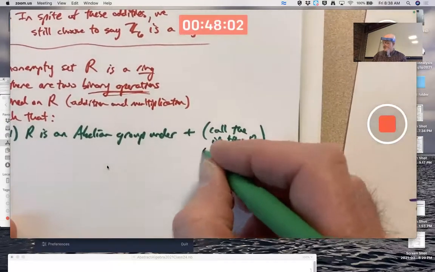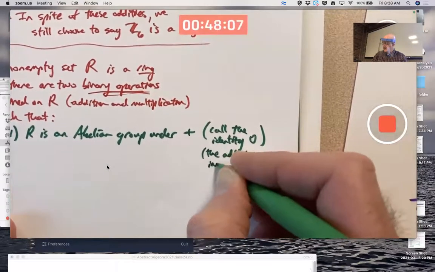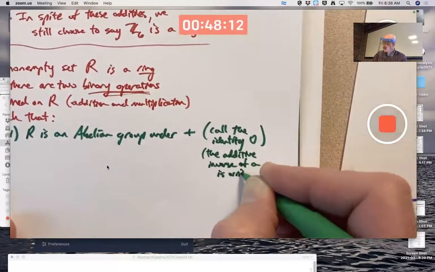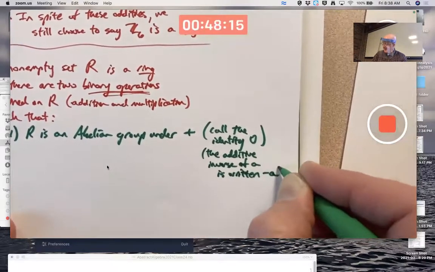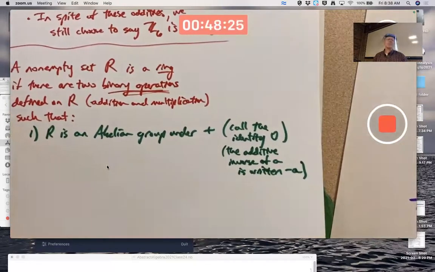The additive inverse of A is written negative A, not A to the negative one power, because it's an abelian group under addition. Do we really want the group to be abelian under addition? That is part of the definition. You could say, well, maybe I wouldn't need to require that, but evidently the examples are such that they always turn out to be abelian under addition.